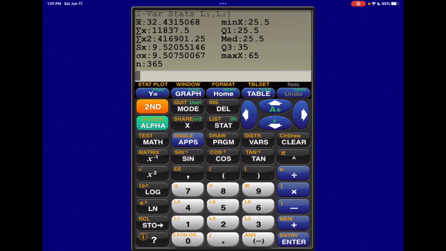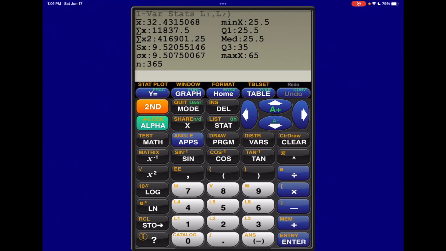One of the things you would generally want to check is the sum of the x squareds and make sure it matches the number they gave you. This one does not match because we got rid of the 70-year-old from our table, so that changed the data set. But if you had them in there, it would match. So make sure you're checking that sigma x squared is a match. If it doesn't match, something's gone wrong. You shouldn't keep going forward. You should find your mistake. Could be that you forgot the L1 comma L2. Could be that you did two variable stats.